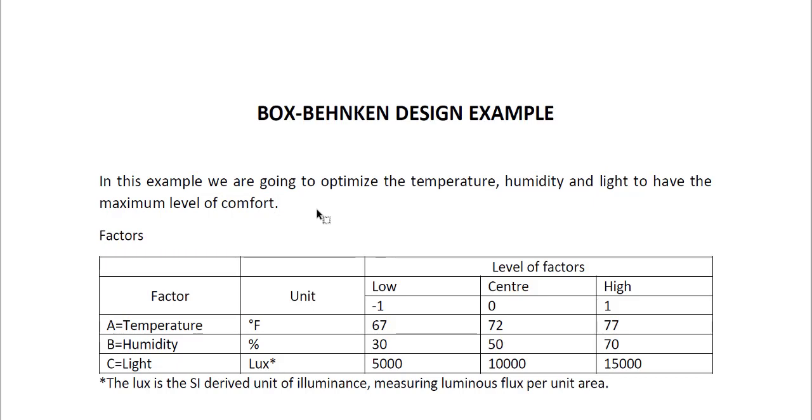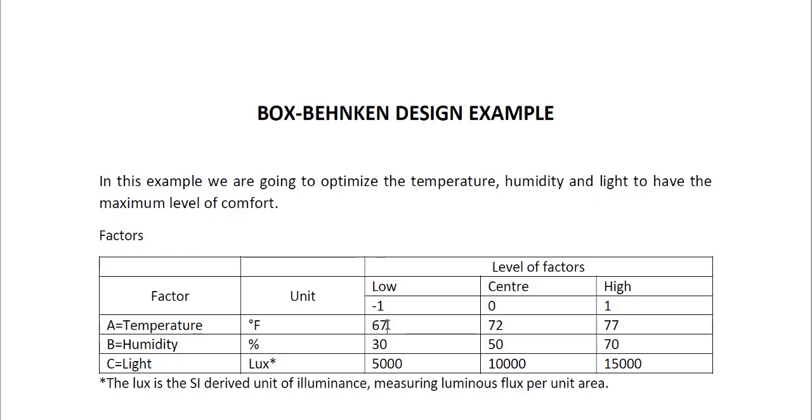So first, we need to select the low and high value for our factors. You can see here factor A temperature, factor B humidity, factor C light. These three factors, you can also see their units. We have two values for each one of these factors. It is according to our experience actually. Here we have selected this level low and high for each factor according to our experience.